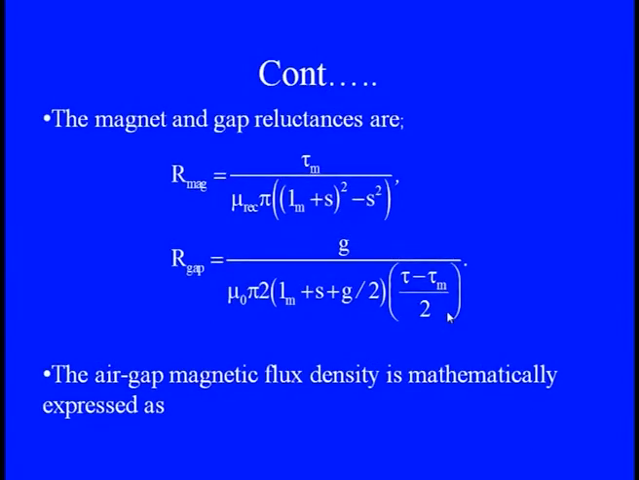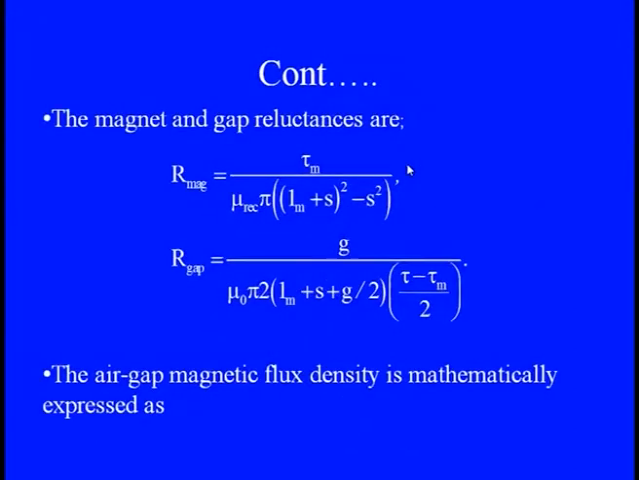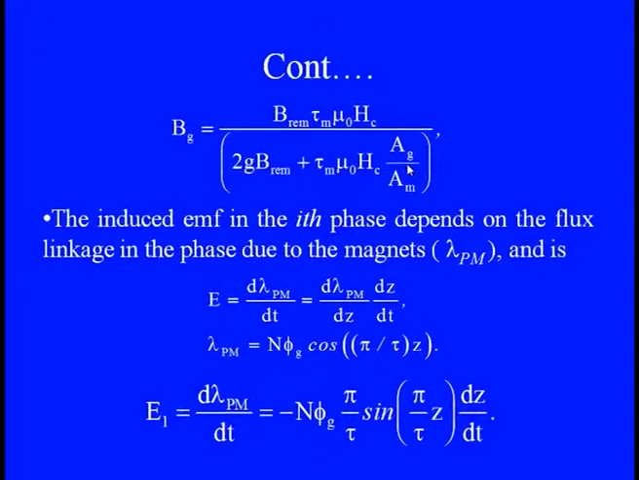So the air gap magnetic flux density, which is one of the important features, can also be obtained: Bz equals Brem tau m mu 0 Hc divided by 2Z Brem plus mu m tau 0 mu 0 tau m mu 0 Hc Ag by Am. Here it is the cross-sectional area of the magnet and these G features, and the ratio clearly gives how much the air gap magnetic flux is.